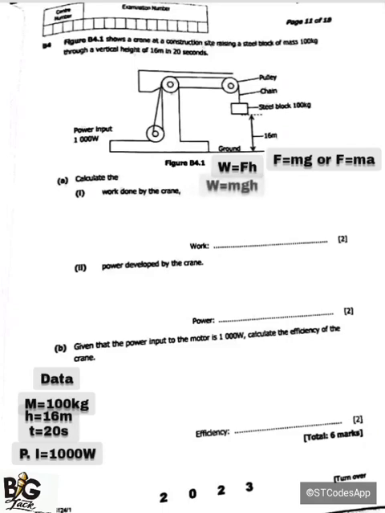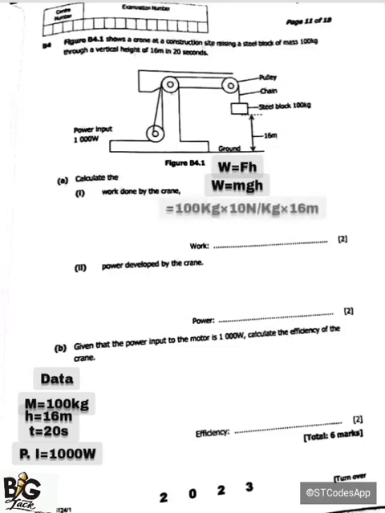Okay, so now let's calculate our work done. Work done is equal to our mass, 100 kgs, multiplied by gravity, 10 newtons per kg, multiplied by the height, which is 16 meters. So our final answer for work is 16,000 joules. The SI unit for work is joules. So I'm going to say 16,000 joules.